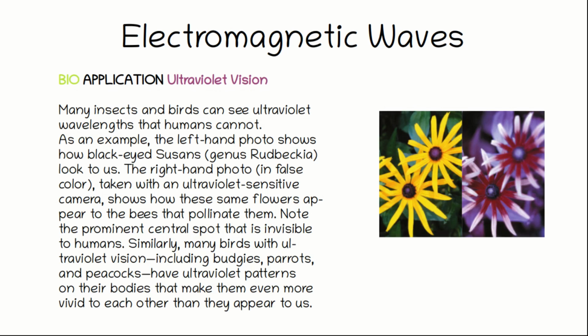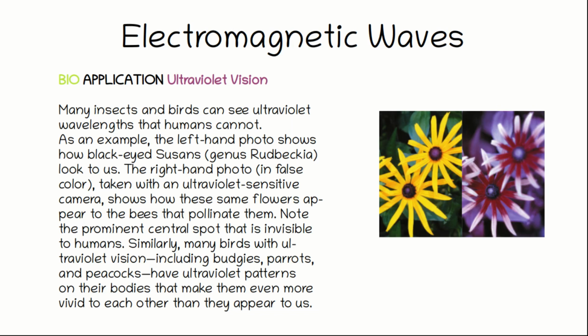Many insects and birds can see ultraviolet wavelengths that humans cannot. As an example, the left-hand photo shows how black-eyed Susans, this kind of flower, look to us. The right-hand photo, in false color, taken with an ultraviolet-sensitive camera, shows how these same flowers appear to the bees that pollinate them. Note the prominent central spot that is invisible to humans.